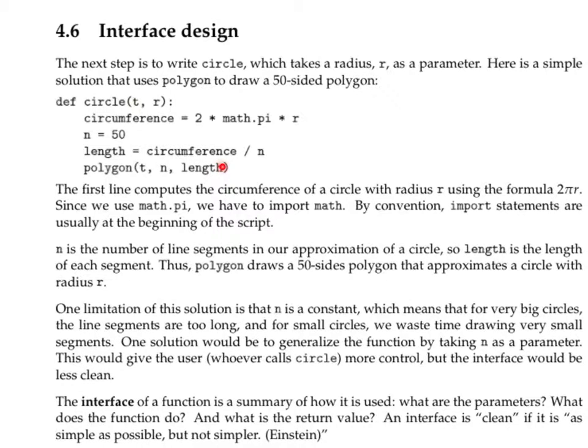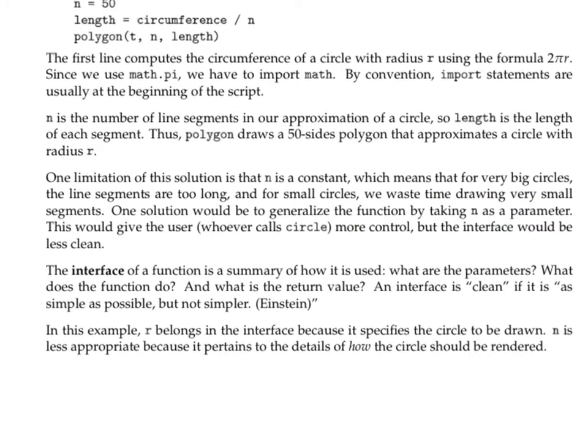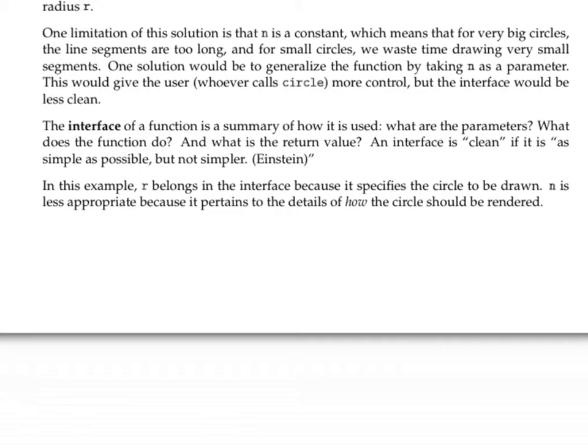One limitation of the solution, as he says, is that for very big circles the line segments are too long, and for small circles you're drawing basically a pixel for each one. The question is then asked, who should decide what the value of n should be? Should it be figured out by the function, or should it be passed in by the user as a parameter? Which would give the user more control, but then they've got an extra parameter to worry about.